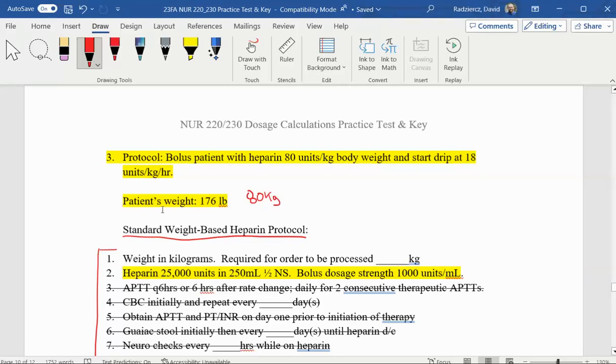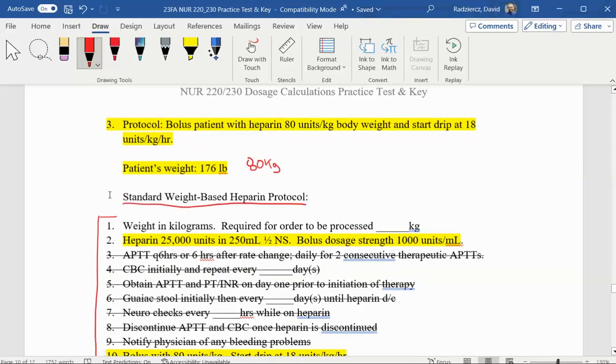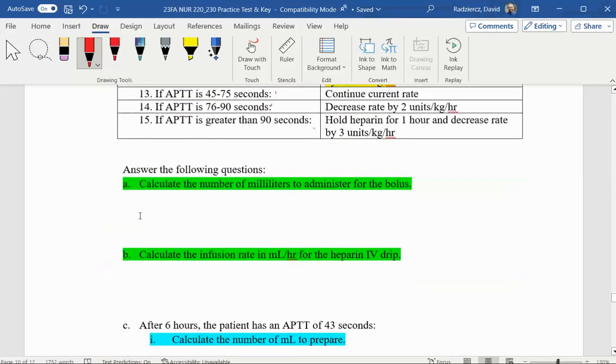Okay. All right. So we have the patient's weight and we know the order, which is 80 units per kilogram body weight. So let's go back down here. And I apologize, I'm going to bounce around here, which is a little bit frustrating. What I'm going to do is take the patient's weight in kilograms, and multiply by the bolus dose order, which is the 80 units per kilogram.